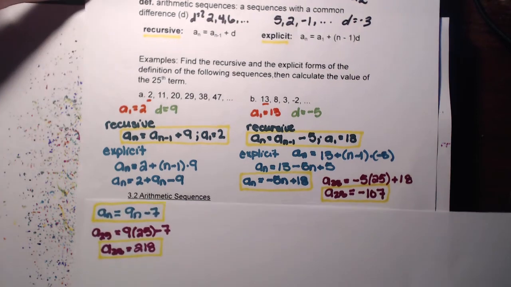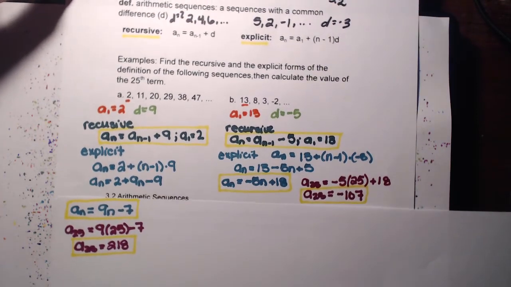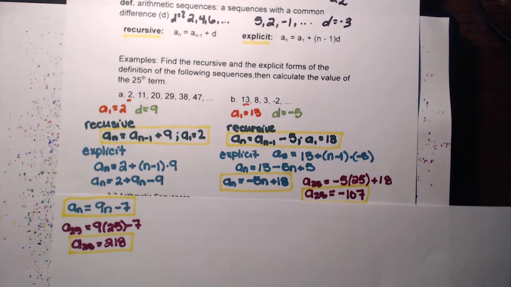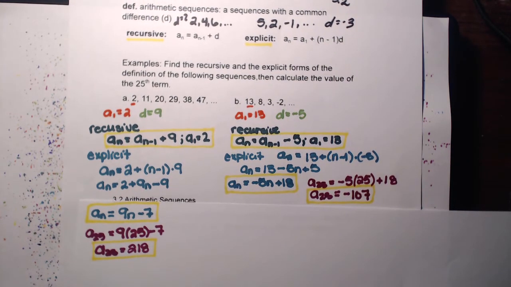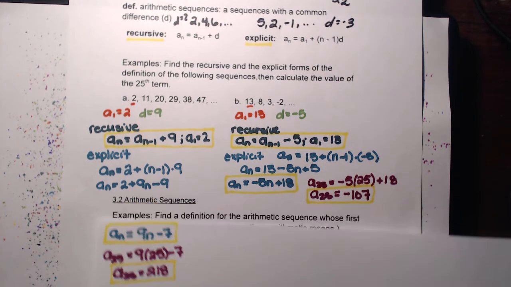So if I put this back up there, that's what you're dealing with. So that's just how you do the recursive and explicit formulas. Okay, and then sometimes it's not going to give you enough of the information.